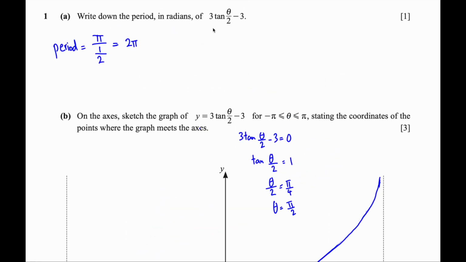In question number 1, we are asked to find the period of this function, which is a tangent function, in terms of radian. If you recall, the period of a tangent function is pi, and if you want to find the period of this function, you basically have to take the value of pi and divide it by the coefficient of the theta, which is half. Therefore, the period is 2 pi.